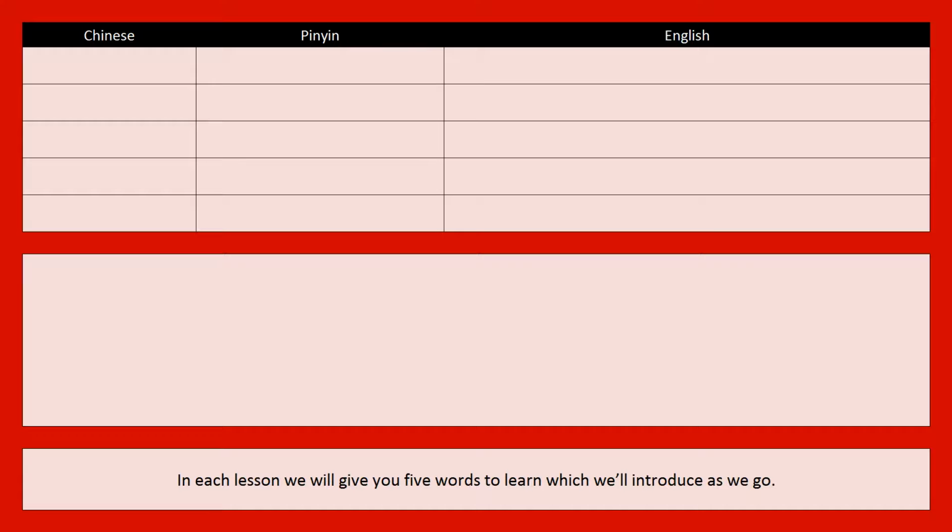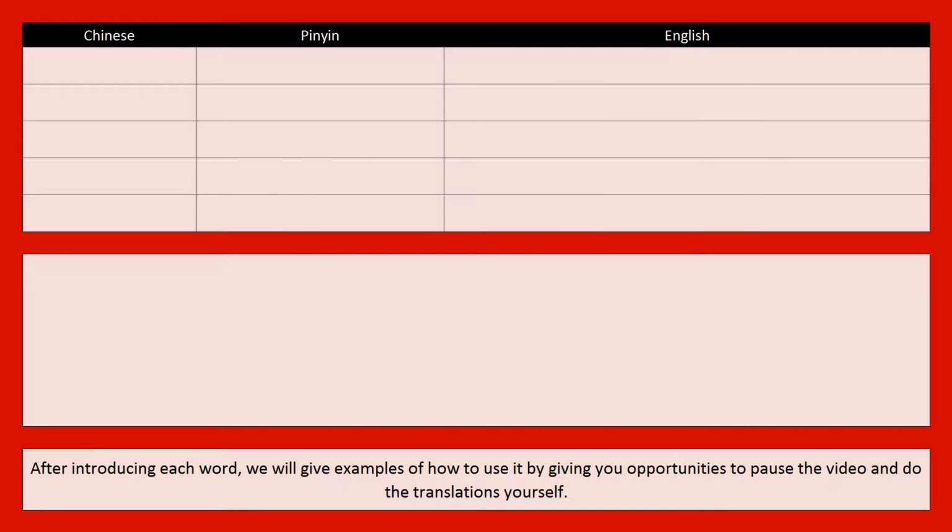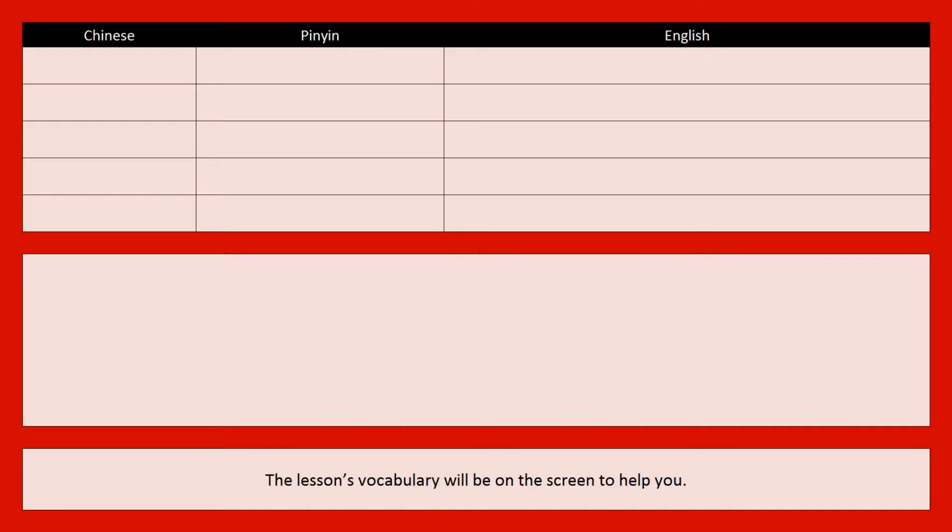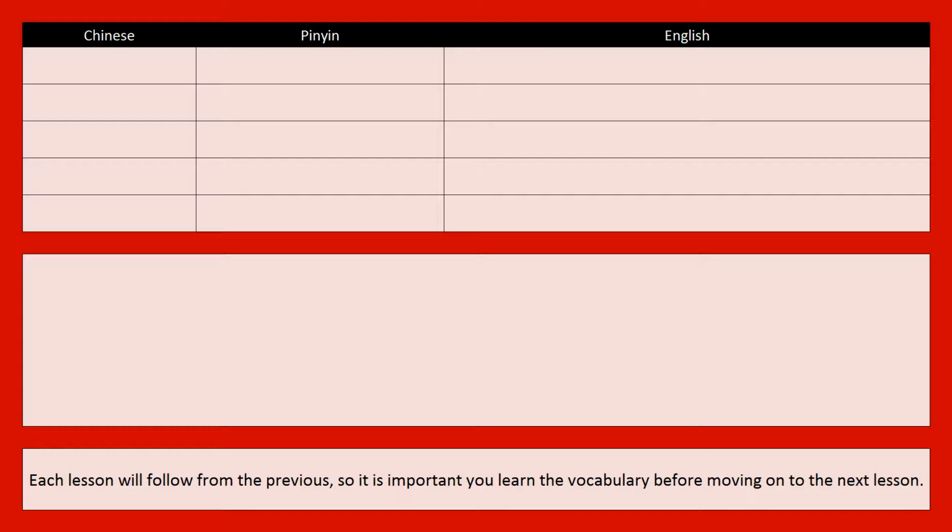In each lesson we will give you 5 words to learn, which we'll introduce as we go. After introducing each word, we will give examples of how to use it by giving you opportunities to pause the video and do translations yourself. The lesson's vocabulary will be on the screen to help you. Each lesson will follow from the previous, so it is important you learn the vocabulary before moving on to the next lesson. I will say the Chinese twice every time. First at native speed, and then a little slower for you to repeat with me.